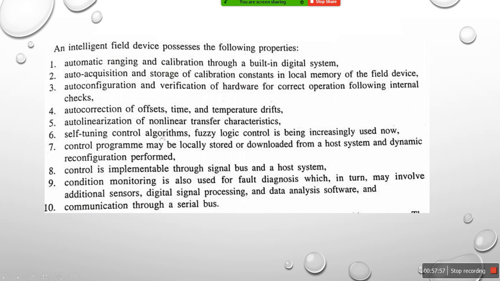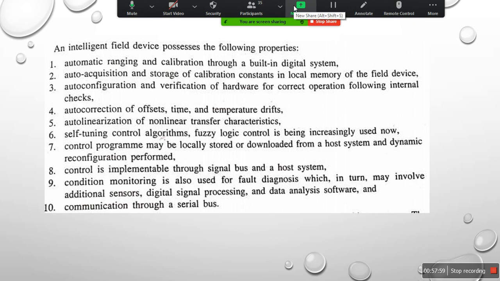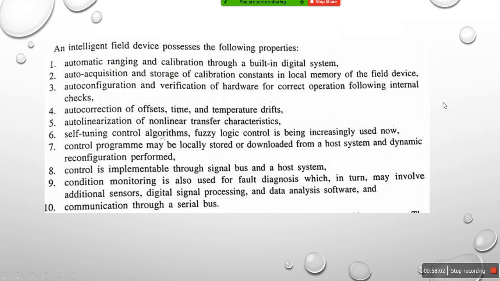And similarly, intelligent field devices have the following properties. Okay, so what will the intelligent smart sensors consist of? There are various properties. One is automatic ranging and calibration through a built-in digital system. In most cases you can see this in your water filters also, and nowadays automatic washing machines also. Once you set a range for that, then automatically it will be able to do its operation. That is all nothing but microcontroller applications or embedded system applications. So like that, it consists of automatic ranging and calibration. Calibration means what?